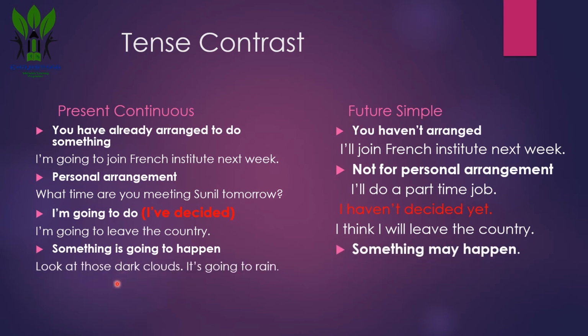So look at those dark clouds. It's going to rain, because it's almost certain, because they are dark clouds. But something may happen. You can simply say it will rain, because you do not have any other evidence. So this is what we have about the present continuous and future simple too. The idea is that you have to understand what situation the sentence is trying to say, and on the basis of that, you have to use the present continuous or future simple.